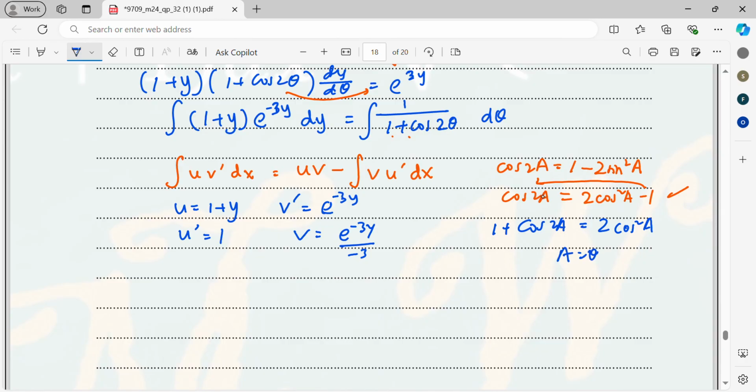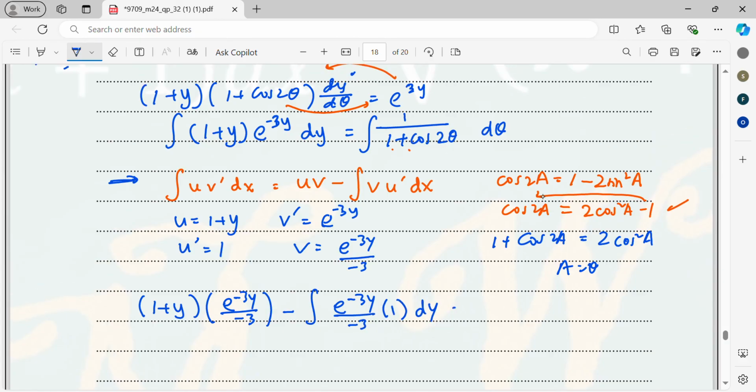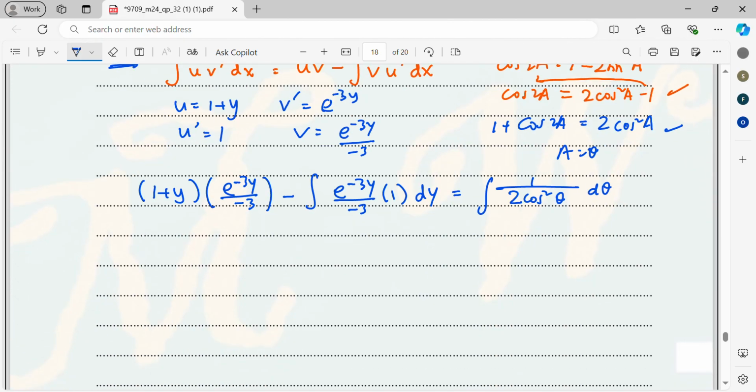Right, so now for the left hand side, by applying this by parts formula, that is going to be 1 plus y times exponential negative 3y over negative 3 minus integrate e negative 3y over negative 3 times 1 dy. Then the right hand side, 1 plus cos 2 theta, that is 2 cos squared a, 2 cos squared theta. So integrate 1 over 2 cos squared theta.